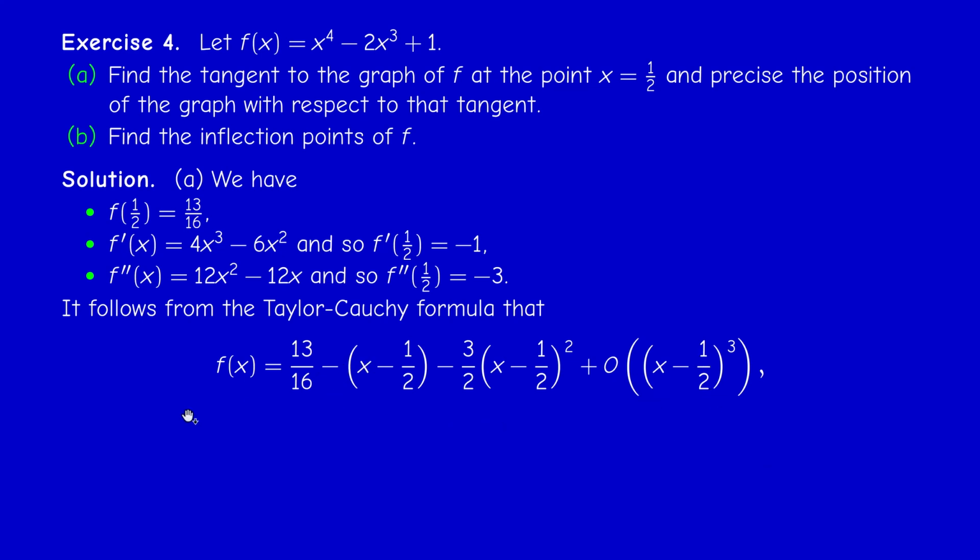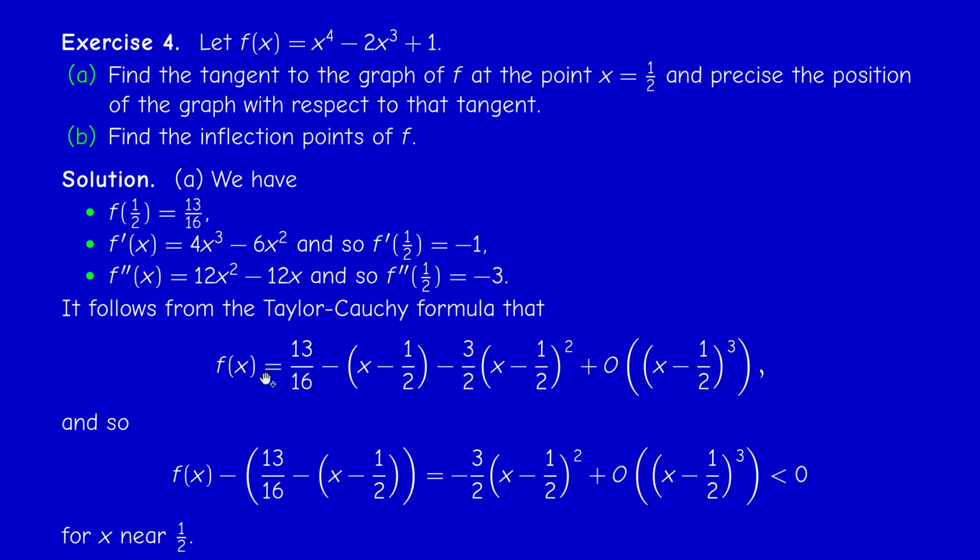What is really important here, because this method is generalizable actually to other functions, is this. This is the equation of the tangent here. So this is, if you like, the linear part of f. Now, if I do the difference, f minus its tangent, we get this. The dominant term in the remainder is minus 3/2 times x minus 1/2 squared. And this is something negative because the rest is negligible actually. You can write it as small o if you like. It's not really a big deal.